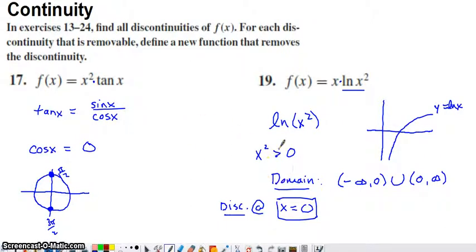The only other situation that you might run into where you're going to have a discontinuity would be a piecewise function. With a piecewise function, you have to worry about jumps happening at the x values where you transition from one piece of the function to the next.